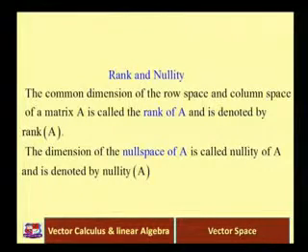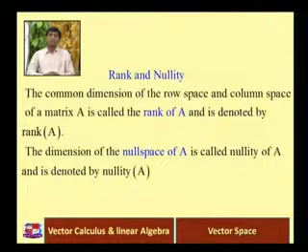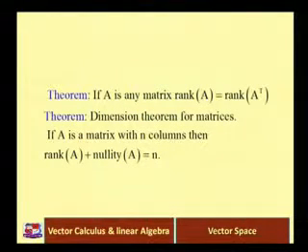Next topic is rank and nullity, which you can find very easily. The definition of rank is the common dimension of the row space and the column space of a matrix, called the rank of A. We convert the given matrix into a row echelon form, and the number of non-zero rows in the row echelon form is exactly the rank of the matrix. And the dimension of the null space of A is called nullity, which we already found. Here is an important theorem, the dimension theorem: rank of A plus nullity of A is equal to n, the number of columns.